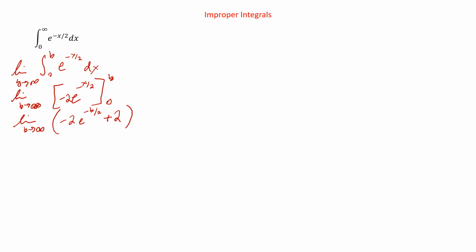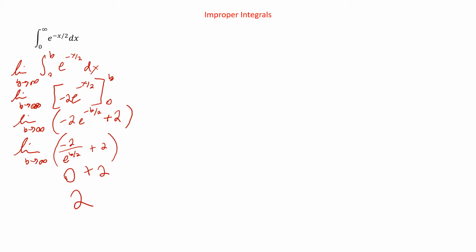So I'm going to rewrite this, that e to the negative. Let's rewrite that really quick. We're going b goes to infinity. E to the negative means we'll have negative 2 over e to the b over 2 plus 2. Now we plug in infinity. We're going to have negative 2 over e to the infinity. That's 0 plus 2, which is 2.